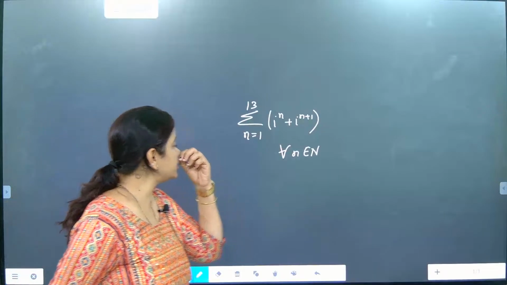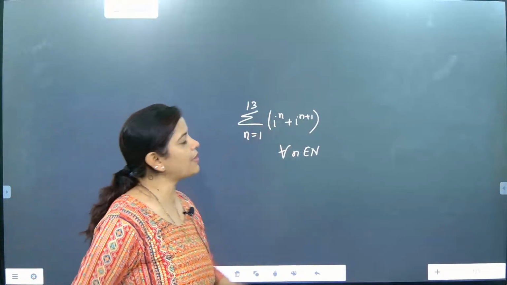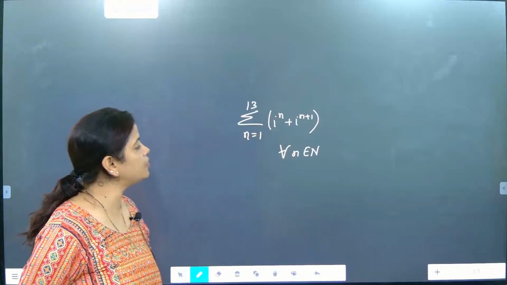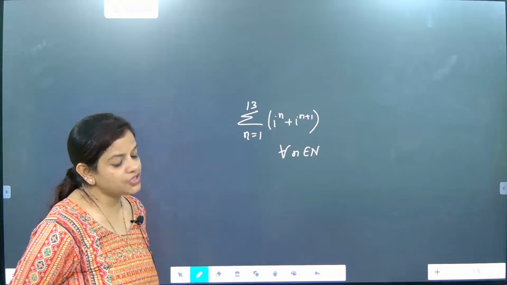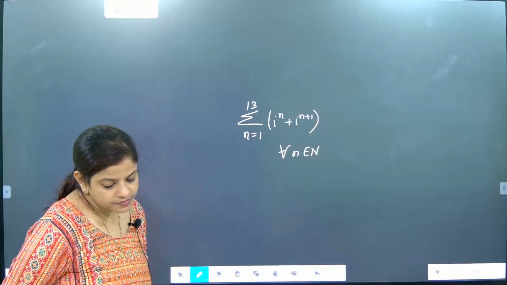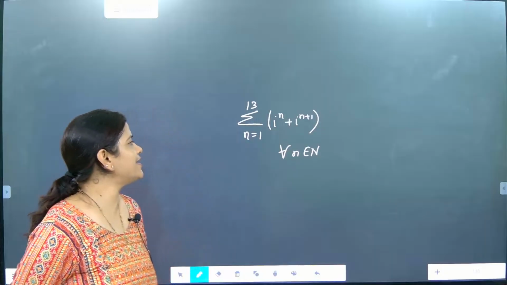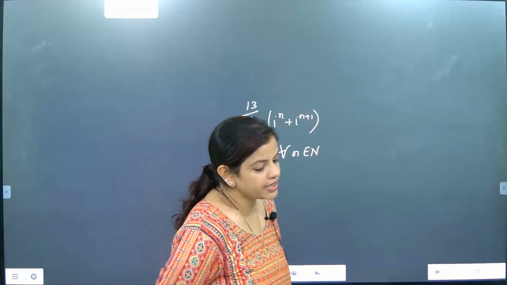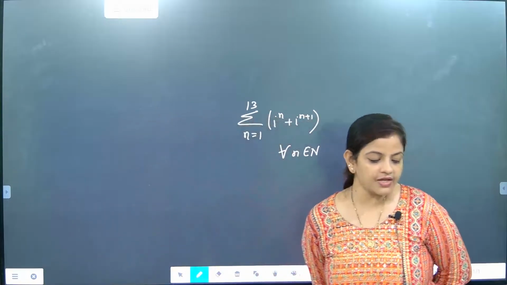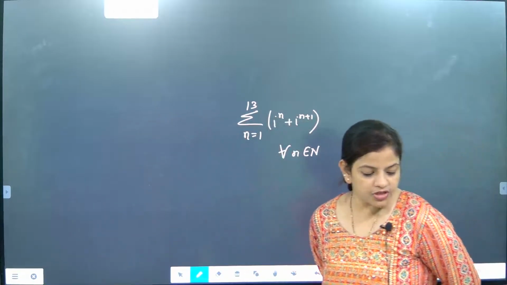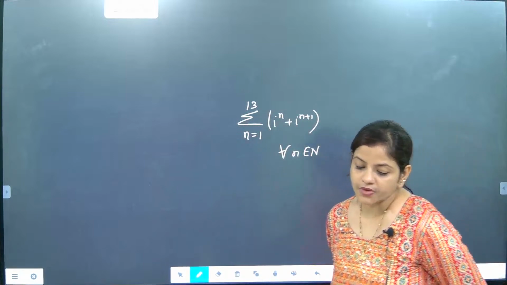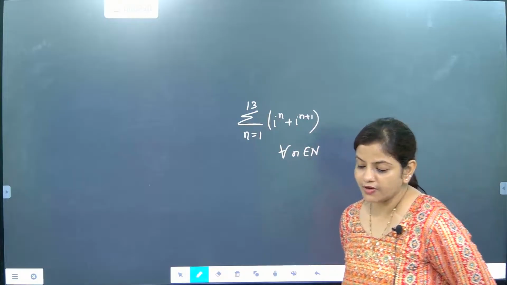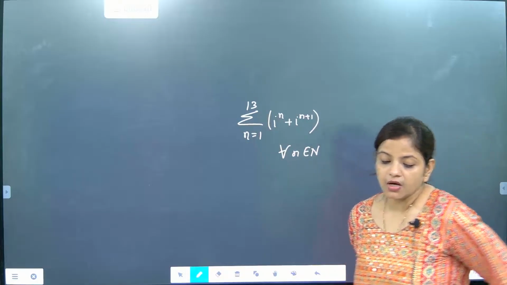Now look here, summation n equals 1 to 13, i to the power n plus i to the power n plus 1, where n is an integer, exactly the natural numbers. What answer are we going to get? We will start with 1. Here i is given, so what shortcut method can we implement to solve this question?